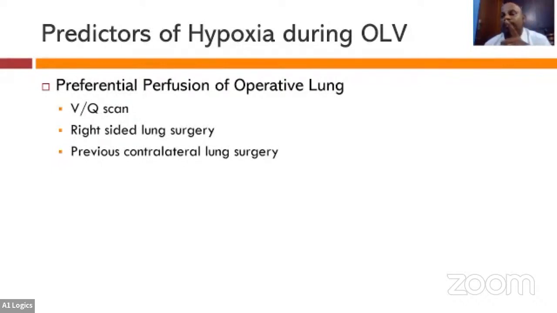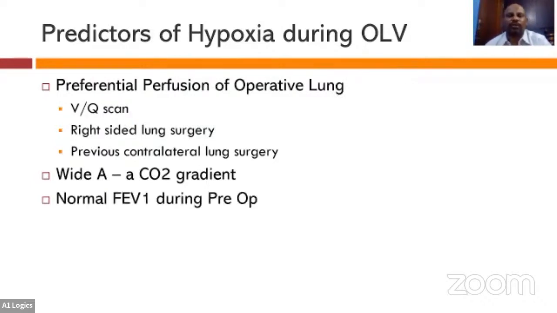It means that in the intraoperative period, you will experience more hypoxia. And in the pre-op ABG, if you see a wider A minus A CO2 gradient, it means that this space will be there. If you see that, these patients also will have more hypoxic episodes when instituting OLV. And one thing, if you have a normal FEV1 even during pre-op PFT, sometimes it will also produce more hypoxia. Why this controversial thing?